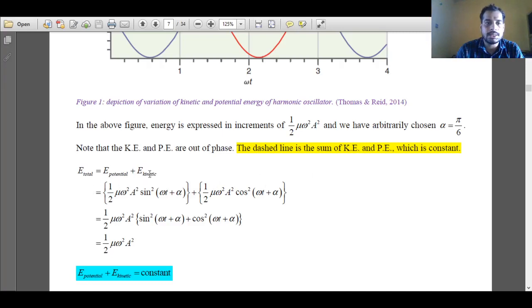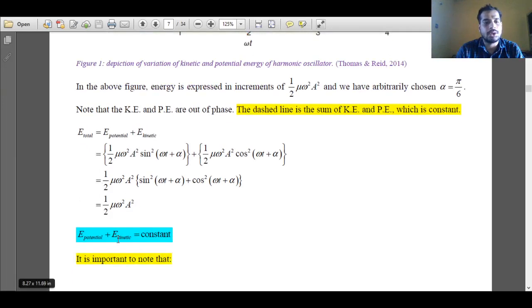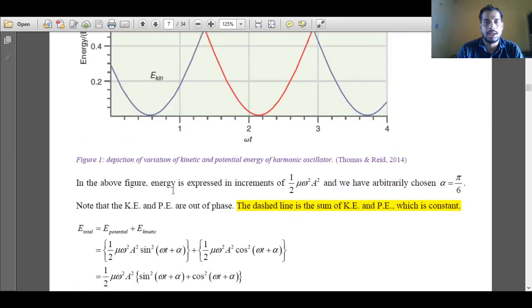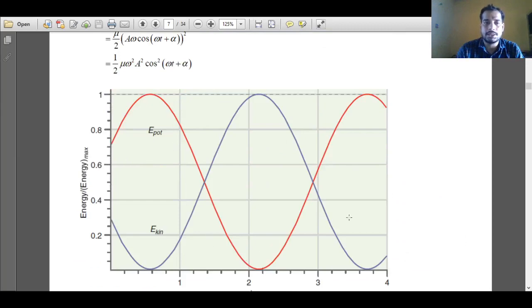Now we'll take potential energy and kinetic energy and take the sum. Half mu omega square a square sine square omega t plus alpha plus half mu omega square a square cos square omega t plus alpha. If we do the sum, we get sine square theta plus cos square theta, and that becomes 1. So I'll be getting half mu omega square a square. Now there is no time dependent part here, only omega is there, and omega is 2 pi nu. So this total energy is a constant quantity. It remains constant with respect to time. It does not vary. Only the kinetic energy and potential energy vary periodically.